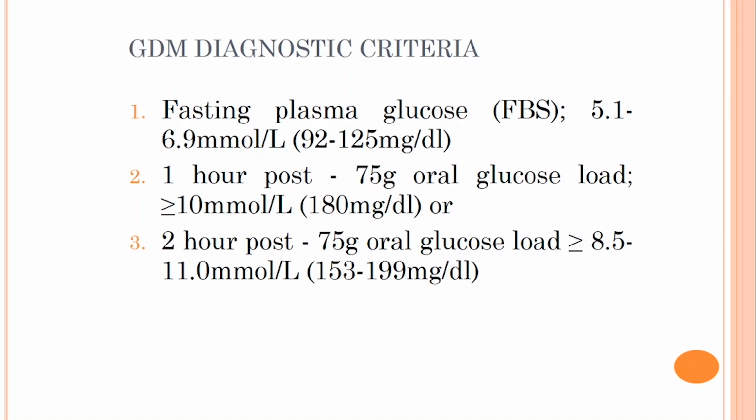So all these criteria fall short of the accepted WHO diagnosis of diabetes in pregnancy and outside the pregnant state. So when you have any of these values that fall short of the WHO diagnostic criterion of diabetes in pregnancy, then you are talking of gestational diabetes mellitus. So you could appreciate the distinction.